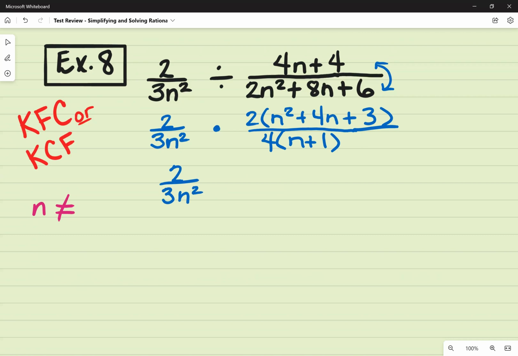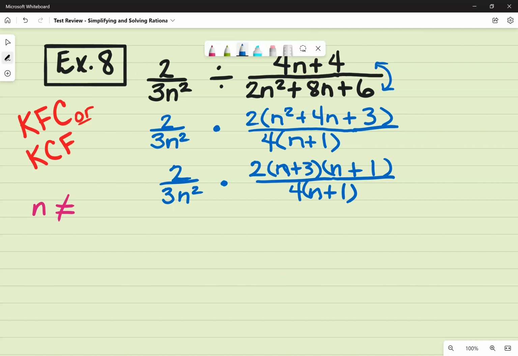We'll rewrite the first fraction. And it's 2 times, and again, I see n squared, so I know it's going to be an n times an n. And then I see a 3 that has to add up whatever the factors of 3 are. There's only 2, it's 3 and 1. So plus 3 and plus 1, and they have to add up to give you that middle term, and they do. 3 plus 1 is 4, all over 4 times the quantity of n plus 1. And now I want to start simplifying as much as possible. So I see the n plus 1s can go away. I see that the 2 and the 4 will leave me with a 1 over 2.